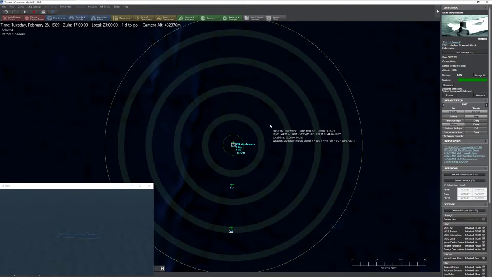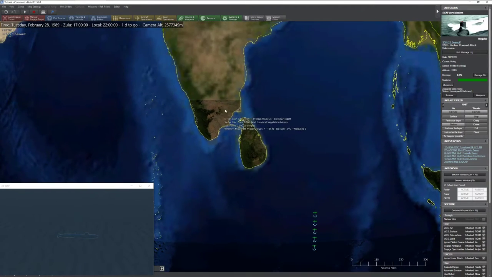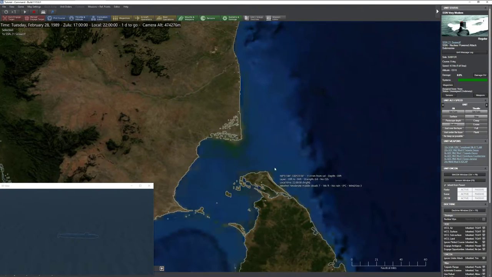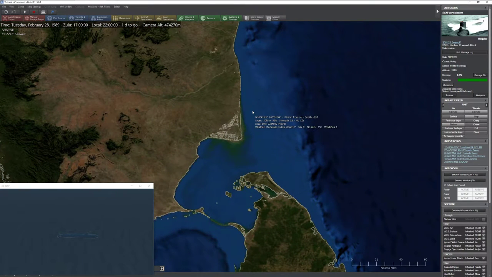Now, the reason that's important for us is because if we're in shallow water, check this out. Let's go find out right over here off the coast of Sri Lanka. You'll notice there's no convergence zones because the water is so shallow. You don't get that effect, which means for us as a submarine, it's much harder for them to pick us up.